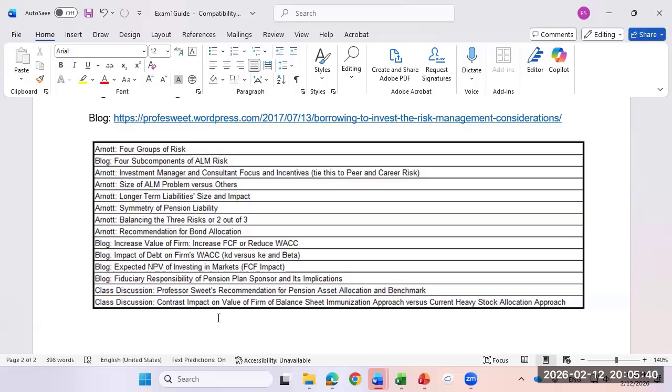Peer risk. And why is that? Why is alpha risk tied to peer risk? I mean, why is career risk tied to alpha risk? You'll do something different, you get less gains and they fire you. They're going to fire you.